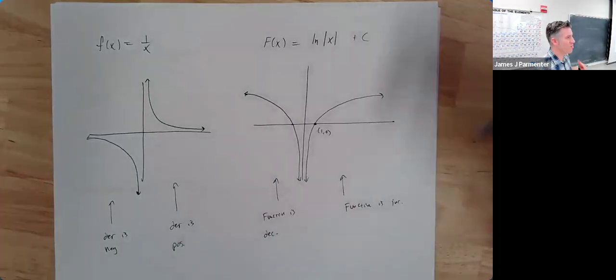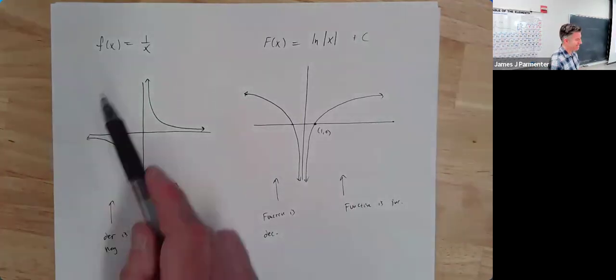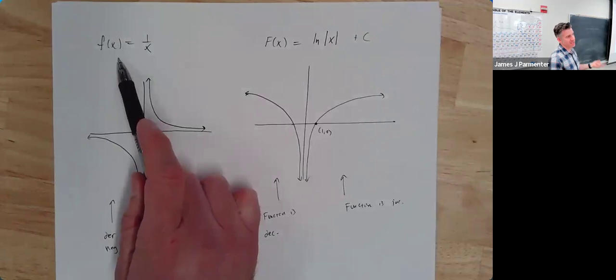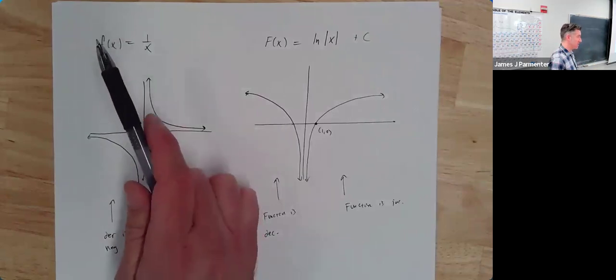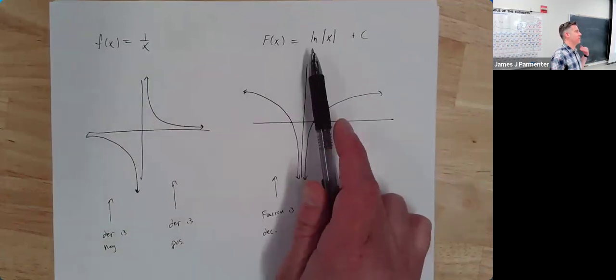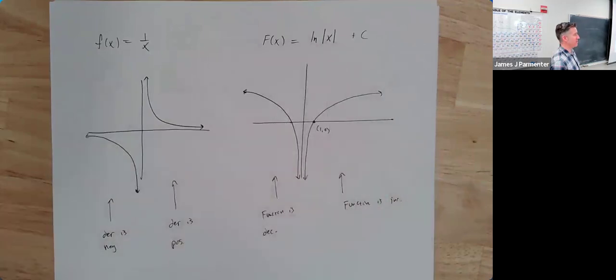So because of domain issues, the antiderivative of 1 over x isn't just the natural log of x, it's the natural log of the absolute value of x. And that absolute value is necessary. It's not just something we can forget about.